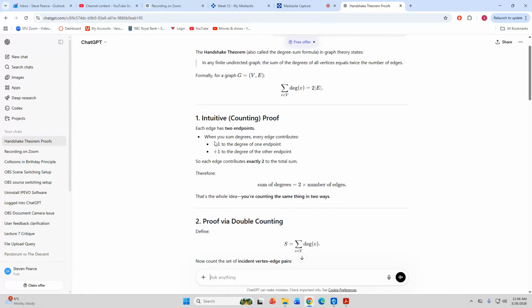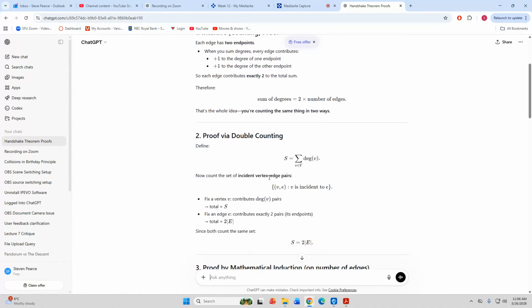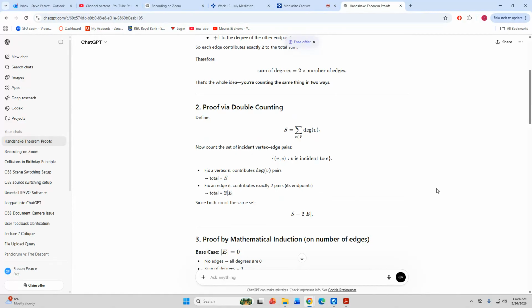So there's the intuitive counting proof. Okay, each edge has 2 endpoints. That's the handshake theorem. When you sum degrees, every edge contributes one to the degree of one endpoint, one to the degree of the other endpoint. So it has to be exactly two in total. Sum of degrees. Okay. So therefore, sum of degrees is supposed to equal 2 times the number of edges. That's the whole idea. Proof by double counting. I've seen this where we're counting edges and nodes. Okay, we're double counting nodes and edges.